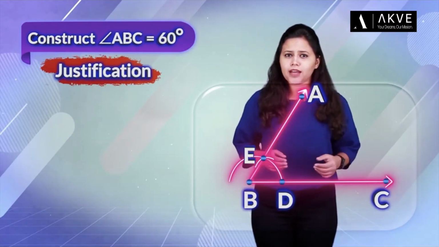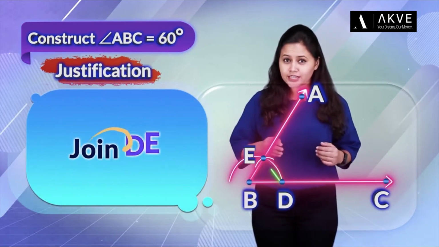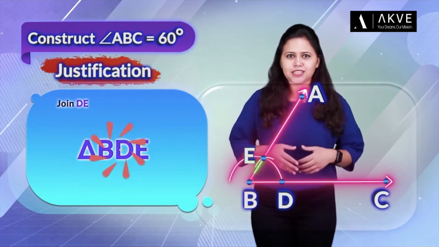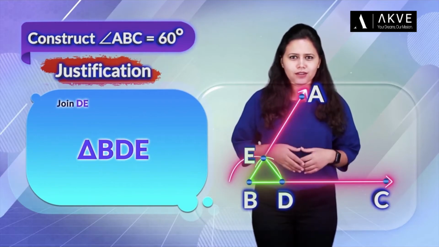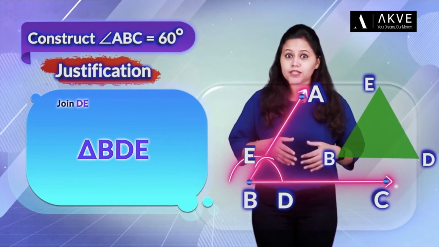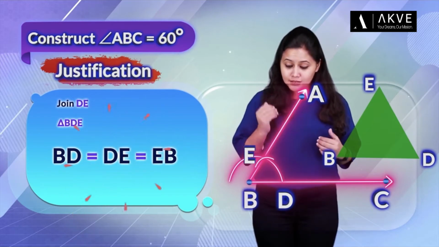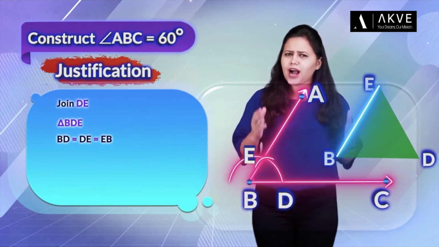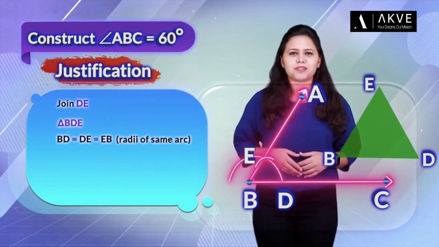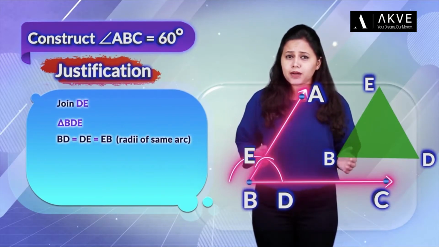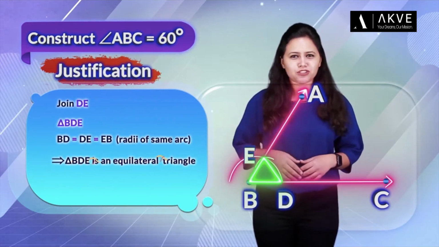It's time to dig deeper and see how this method gives us an angle of 60 degrees. So, join DE. Now we have a triangle BDE. Look carefully. Do you find anything interesting about this triangle? No? Observe the sides. They appear equal, right? Well, the sides BD, DE and EB are actually of equal lengths since they were formed by the same radius on the compass. Basically, these are nothing but radii of the same arc. This means triangle BDE is an equilateral triangle.